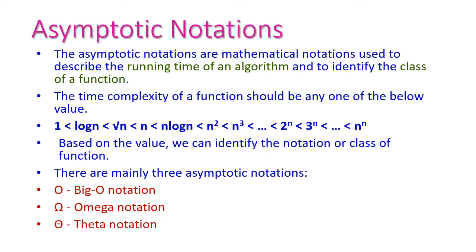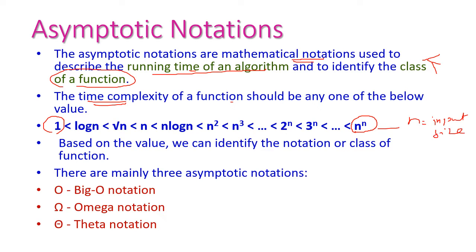The asymptotic notations are mathematical notations which are used to describe the runtime of an algorithm and to identify the class of function, that is, which class the function belongs to, either best case, worst case, or average case. In any algorithm, the time complexity of your function should be one of the below values. The least value is 1 and the last value is n power n. Here n is nothing but the input size.